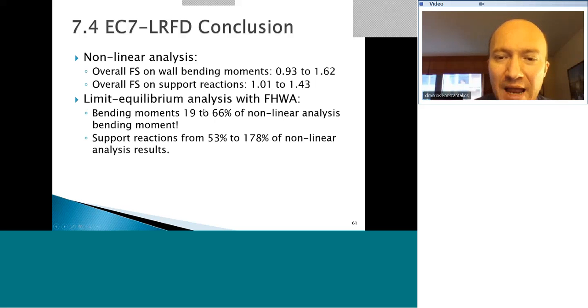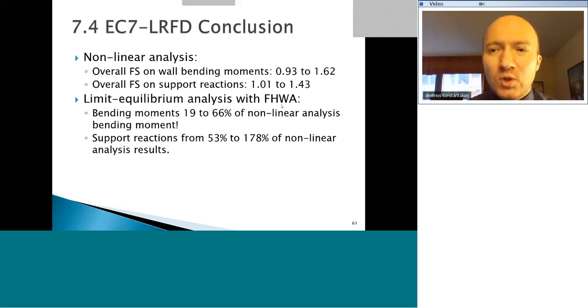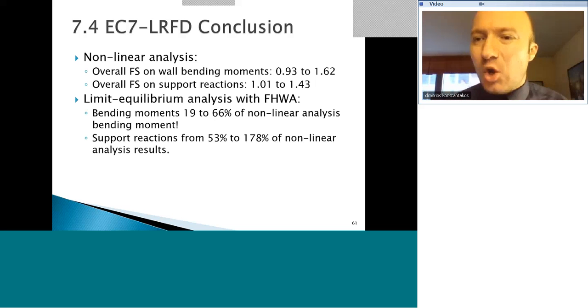On the limit equilibrium analysis with FHWA, we saw that the bending moments were from 19 to 66% of the nonlinear analysis. This is consistent with our previous results. So we don't think that approach with a simple span bending moment to the excavation subgrade should be used. And the support reactions range from 53% to 178% in the limit equilibrium analysis. So the reactions were really much different in some cases. Sometimes you actually change the whole response of the excavation, so what you get really doesn't make sense.